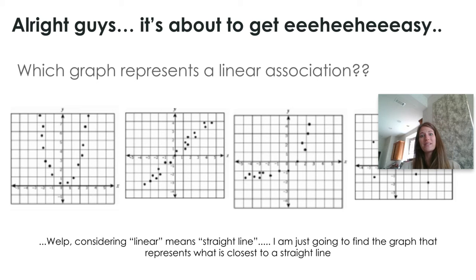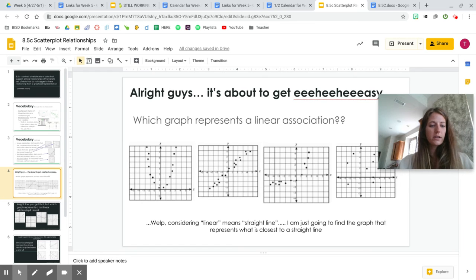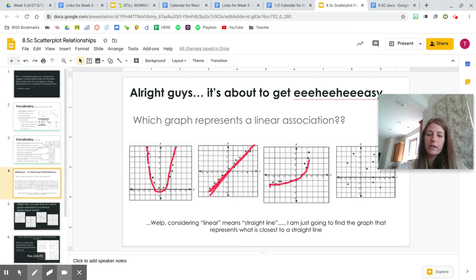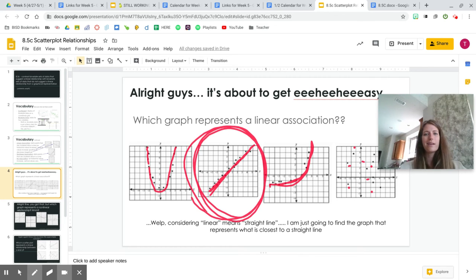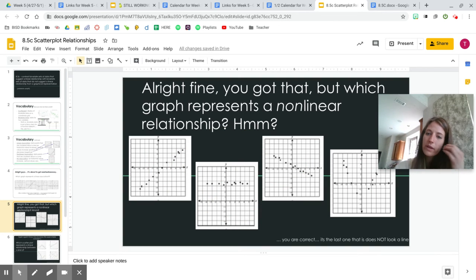Which graph represents a linear association? Well, let me get out of my thing so I can start drawing lines on here. I can see that this graph, the first one, is a parabola. The second one does have a straight line. The third one is about a curve. And then the last one is literally just a bunch of random dots. So considering linear means straight line, it's going to be that second graph. And if you're thinking, oh my gosh, Miss Palmer, this is so easy, it's because it is easy. Moving on to the next one again.